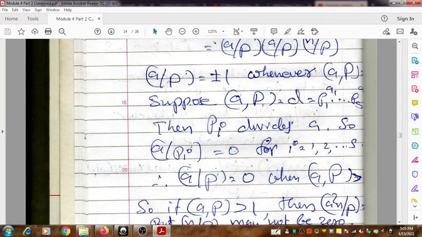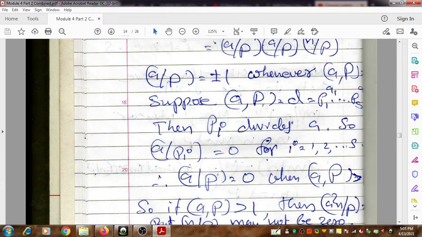Since pi divides a, we have a bar pi equal to 0. Then for i equal to 1, 2, 3, etc. to s, it is because for all values of i, pi is a factor of the common divisor, the GCD of both the numbers a and p.